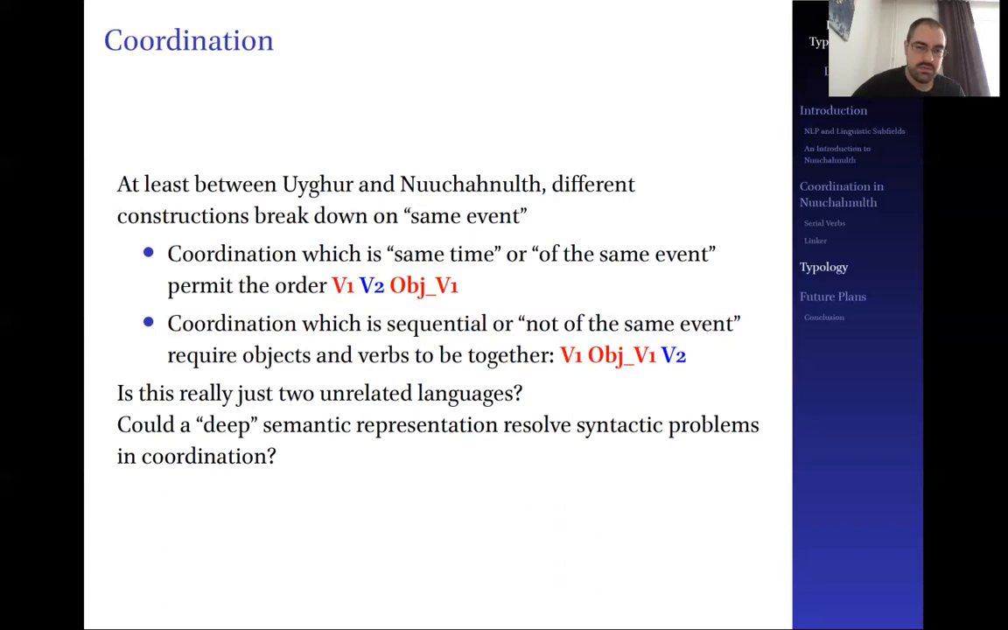And could a deeper semantic representation resolve syntactic problems in coordination? So very often NLP does not look at deep semantics, but here you kind of have to ask the question, are these the same event? Are they sequential? And then once you get that, the grammatical structure becomes more understandable.